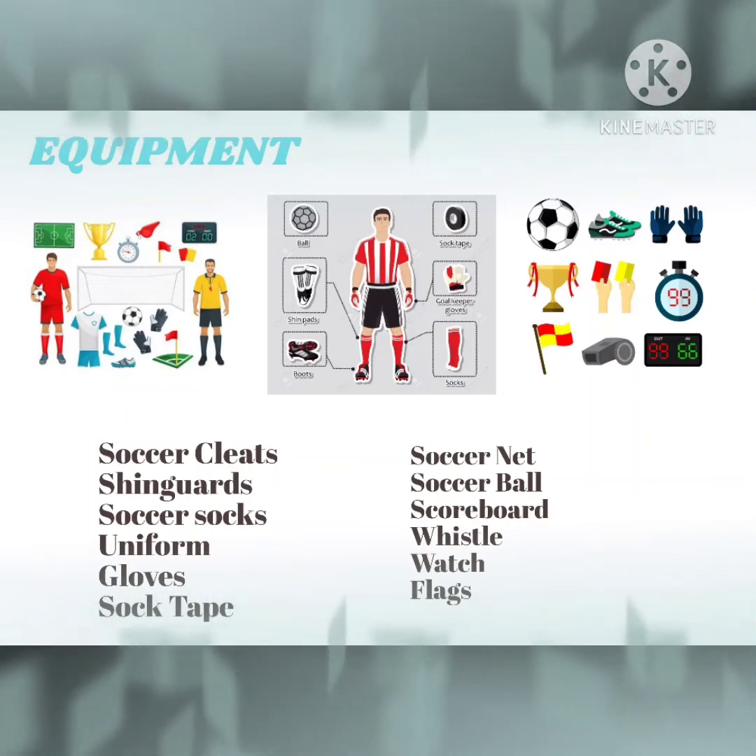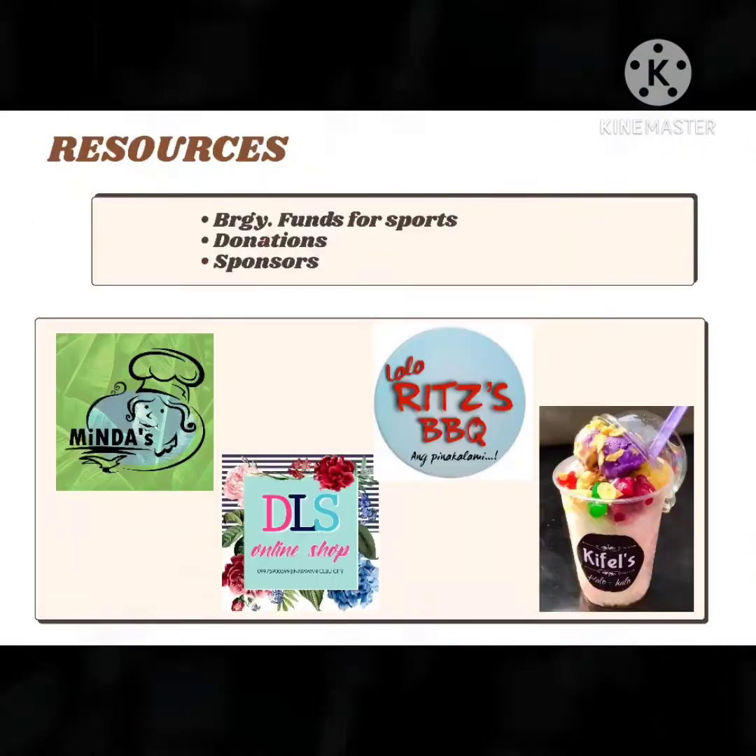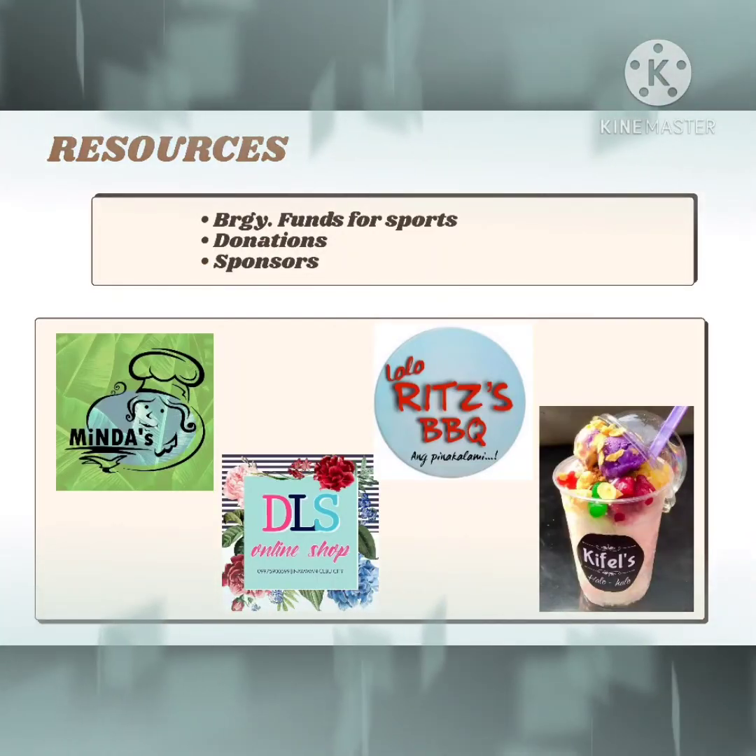The next is the things that are needed in the field. So first is the soccer net, then the soccer ball, then the scoreboard, then the whistle, then the watch, then the flags.